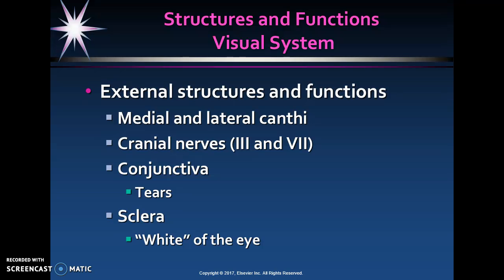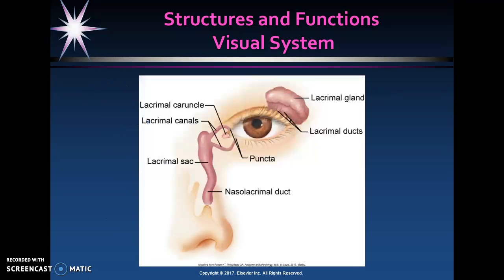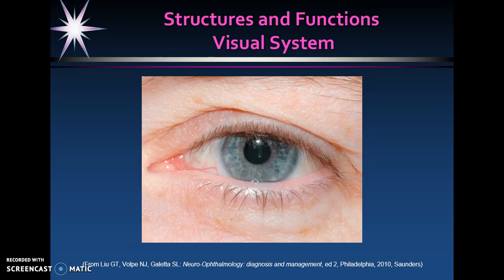The sclera is commonly referred to as the white of the eye, and it forms a tough shell, and it helps to protect structures within the eye. Here's a diagram of the glands and how they connect to the nasolacrimal duct. So when you have tearing, your nose is going to run. If you have a severe bloody nose, you may have blood that actually comes up in your eye through that because of the nasolacrimal duct.